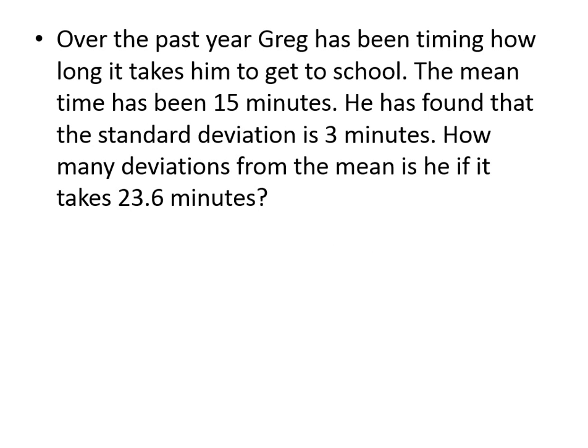Over the past year, Greg has been timing how long it takes for him to go to school. He finds that the mean is about 15 minutes, and the standard deviation is about 3 minutes. How many deviations from the mean, or the z-score, is he if it takes him 23.6 minutes to get to school? So you would find your z-score, which is the deviations from the mean. You would go 23.6 minus 15, all over 3.